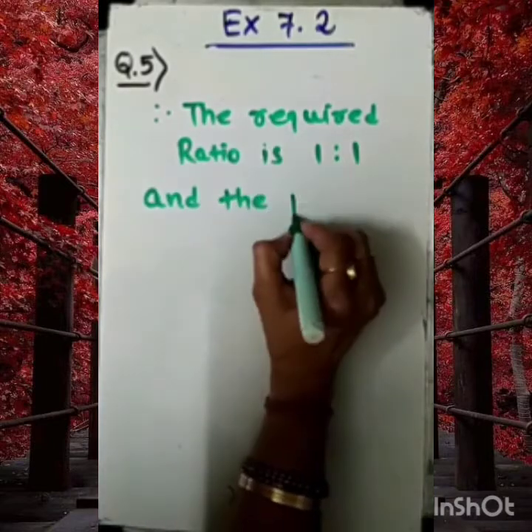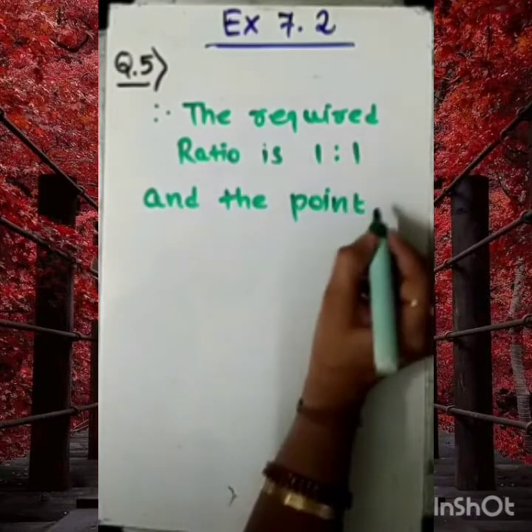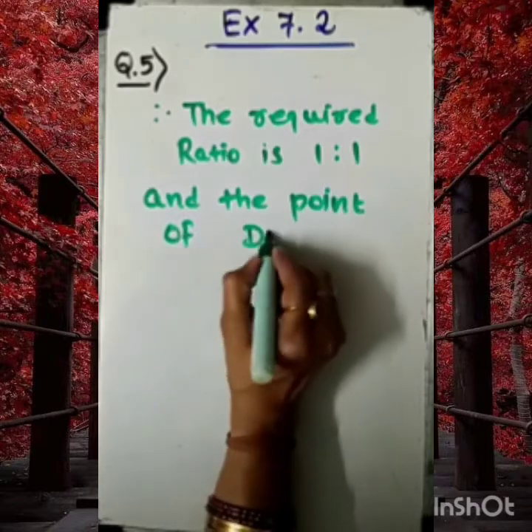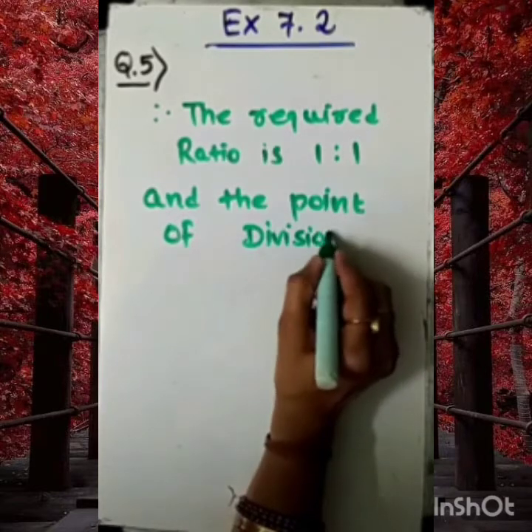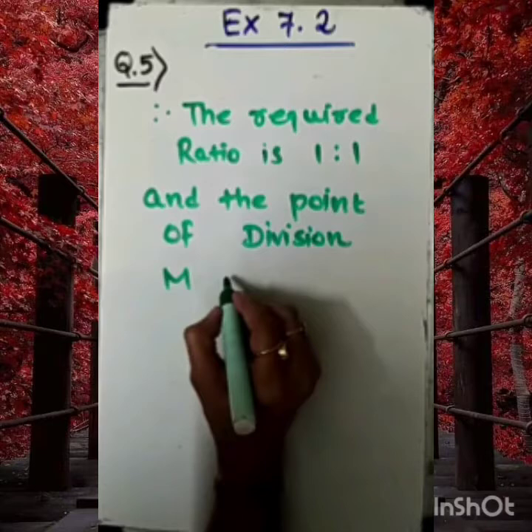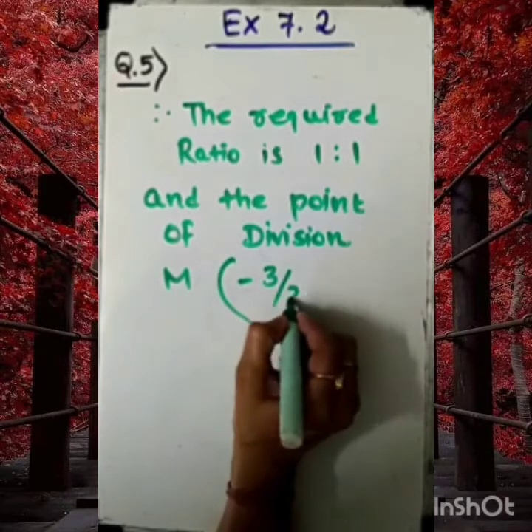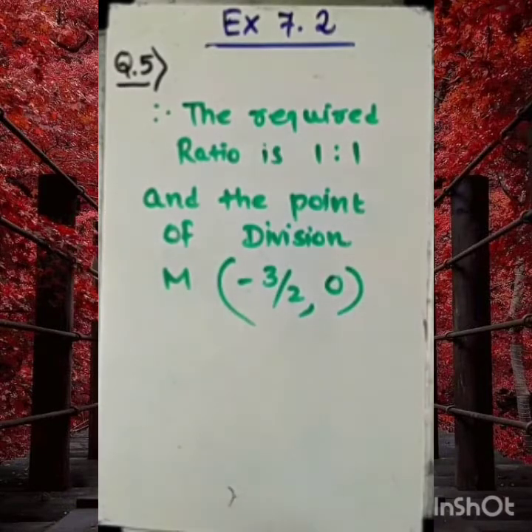And the point of division that we have considered as M, its coordinate will be minus 3 by 2, comma 0, as it lies on the x-axis. This is the complete solution of question number 5. Clear to you?